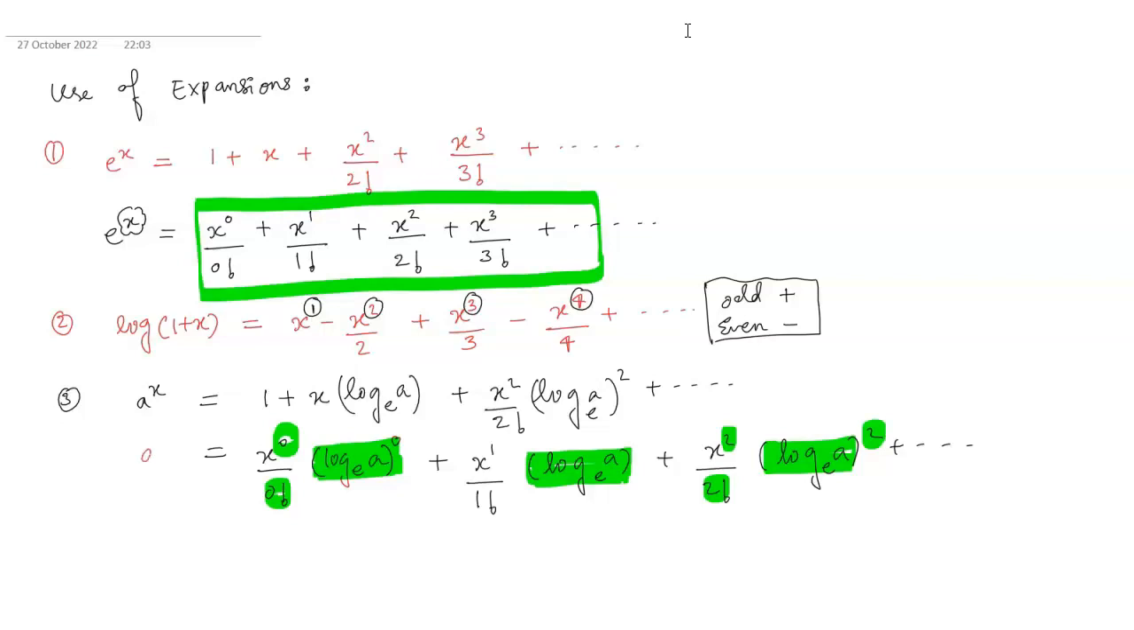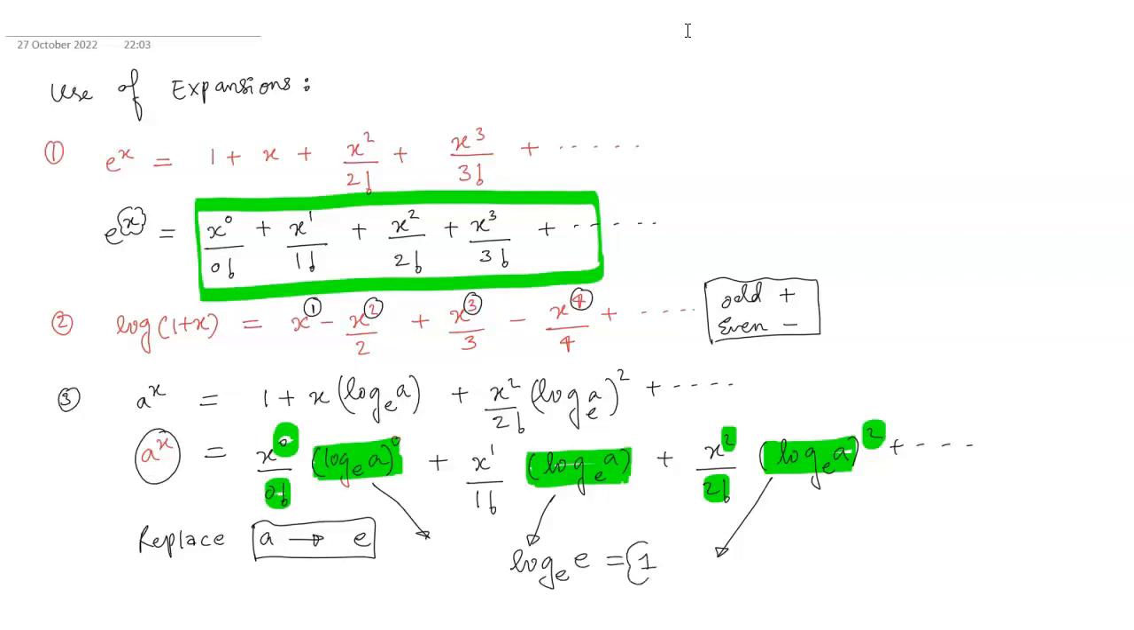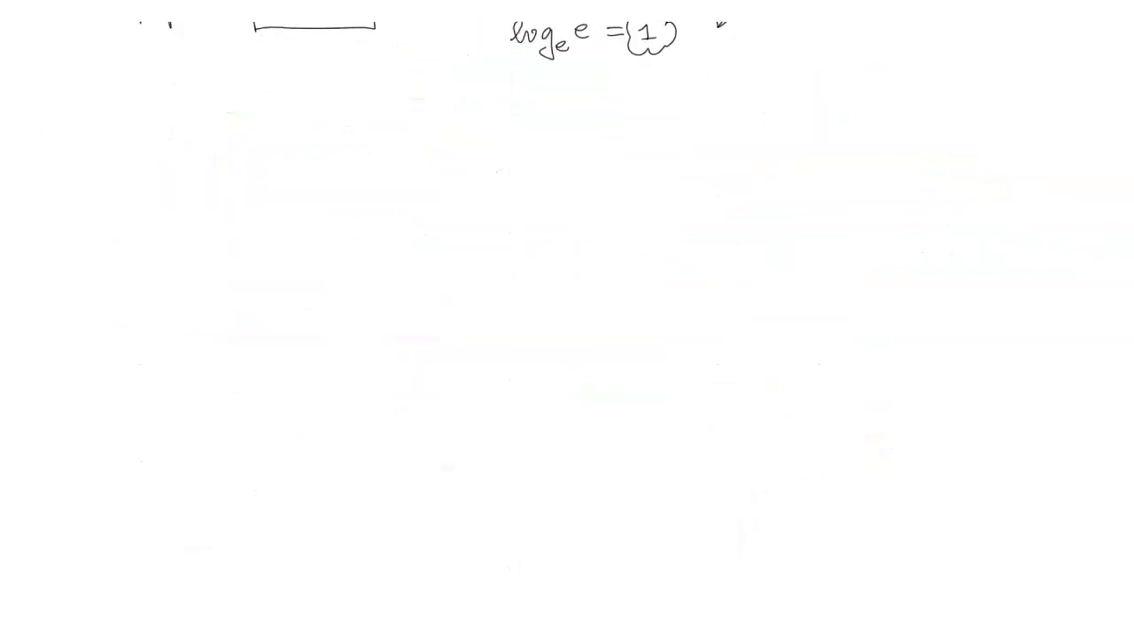And if you remember this a to the power x term, if we simply replace a by e in this expression, a की जगह पे अगर हम e रख देते हैं, then this LHS will be e to the power x, and all these log terms will become log base e of e, which is actually equal to 1, and that is why in the e to the power x expression you don't see any log term. I hope this is clear. So these three expressions we will be using much more frequently while evaluating limits.